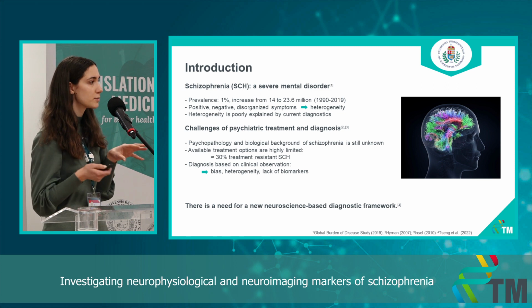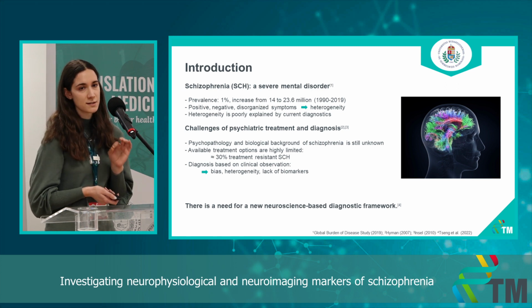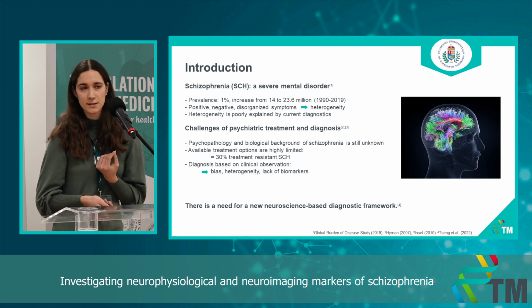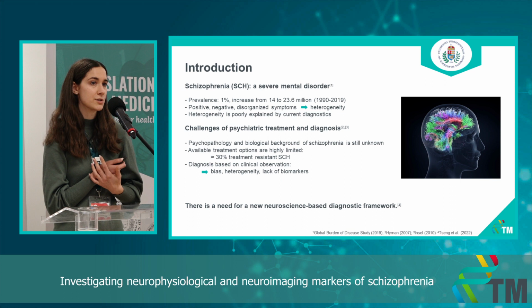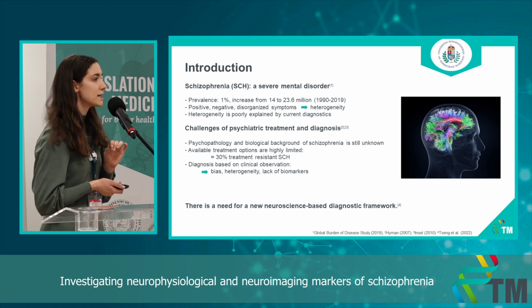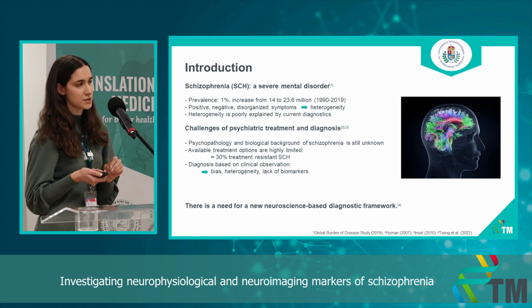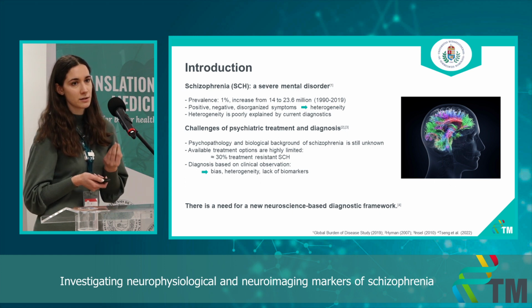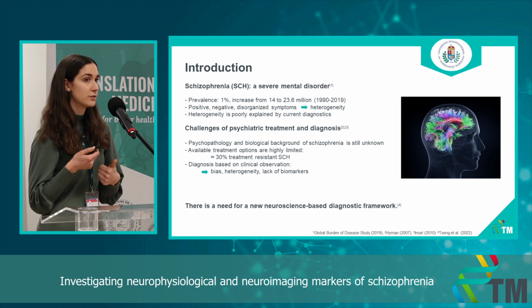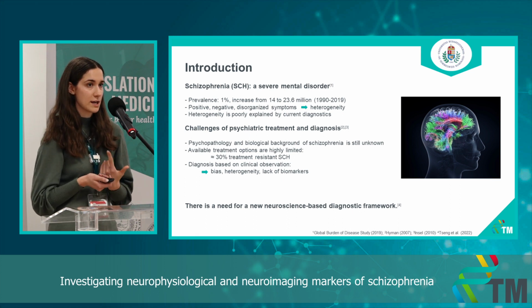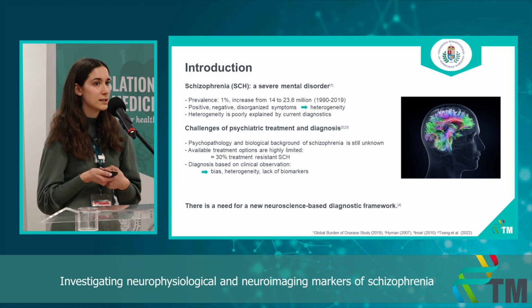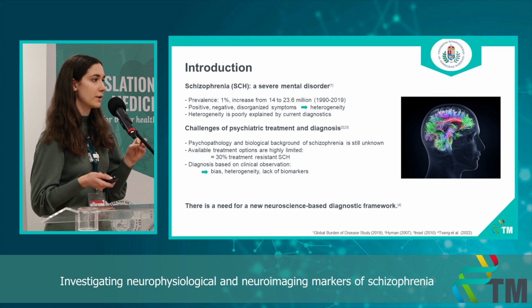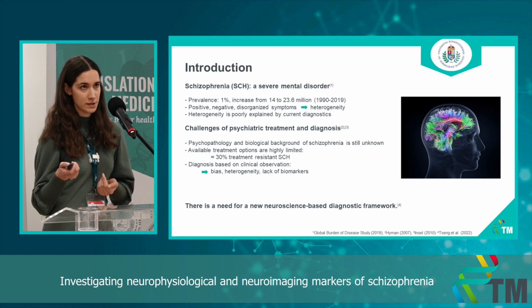That is reflected in the numbers as well. Almost 30% of the patients diagnosed with schizophrenia are treatment resistant. And there is another problem with the diagnostics in the whole field of psychiatry: diagnosis is merely based on clinical observation. So diagnosis depends on the expertise and the subjective opinion of a clinician, which leads to bias and gives rise to heterogeneity. So there is an urgent need for a neuroscience-based new diagnostic framework, and that is what I'm about to investigate during my PhD.